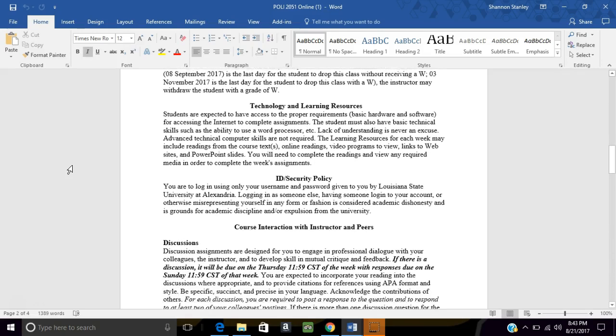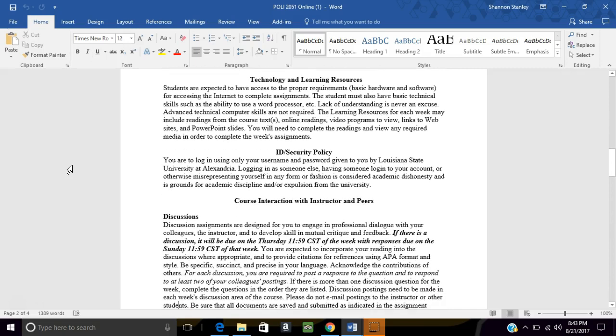All right, your technology and learning resources. Be sure you have access to a computer. You will need access to the internet as well as a basic understanding of how to use things like Microsoft Office, Google Chrome, or Internet Explorer. Any questions on that stuff, you need to contact the IT department. That's not my forte, so to speak. My job is to be a subject matter expert and deliver content to you, the student.